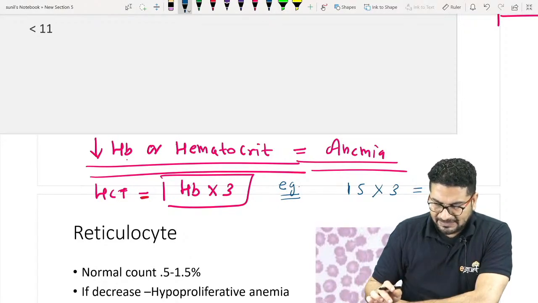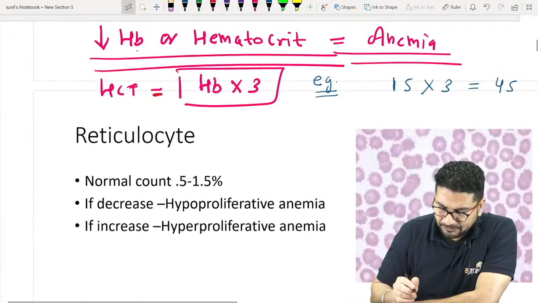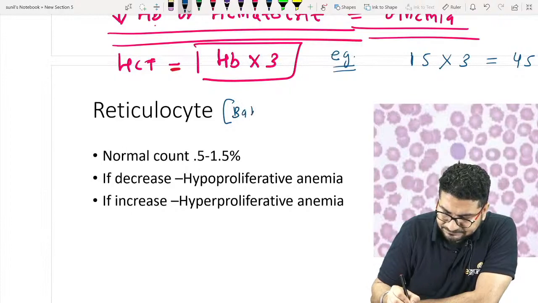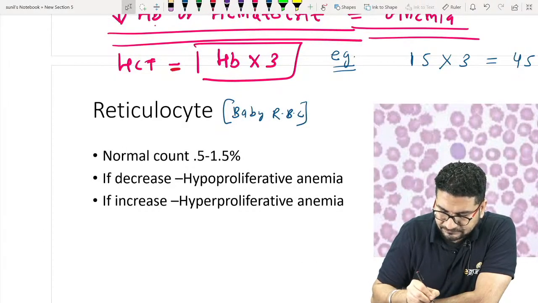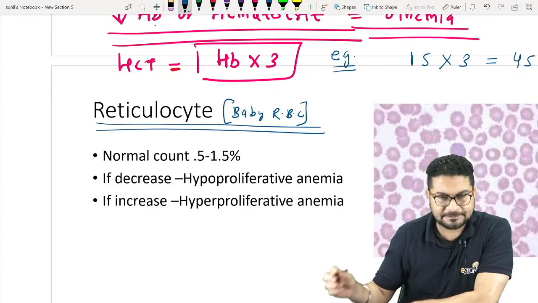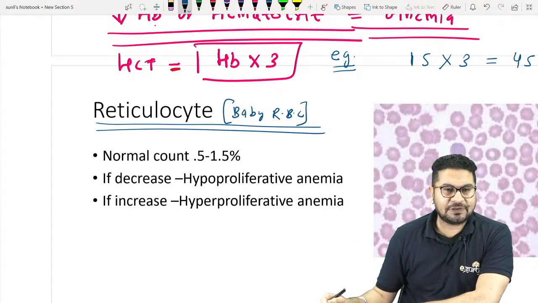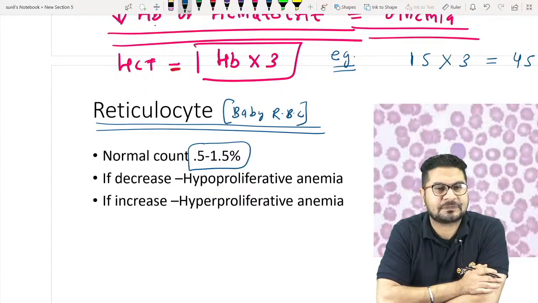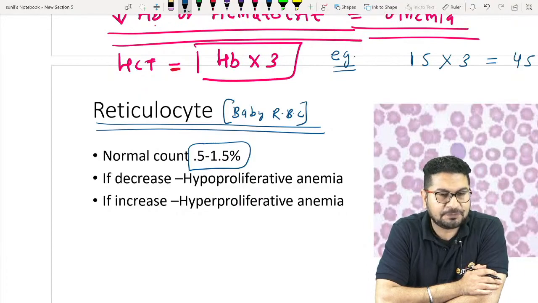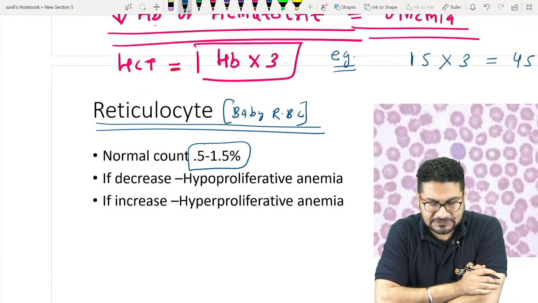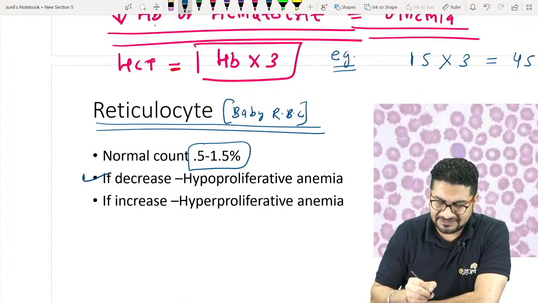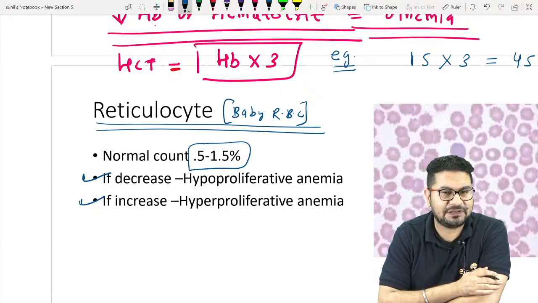Okay, some more parameters you will see. Reticulocyte. I told you before, what is reticulocyte? These are your baby RBC. So normal reticulocyte count is 0.5 to 1.5%. If reticulocyte count is decreased, we call this hypoproliferative anemia. If it is increased, we call this hyperproliferative anemia.